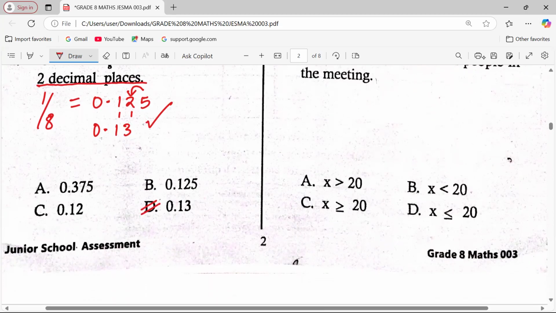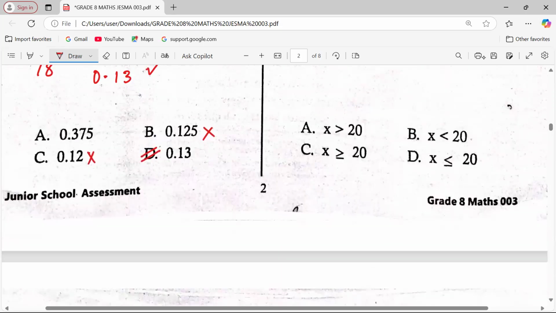Remember, part B is going to be wrong and part C is going to be wrong when you round off to 2 decimal places without considering the rules of rounding off. Then you become wrong.